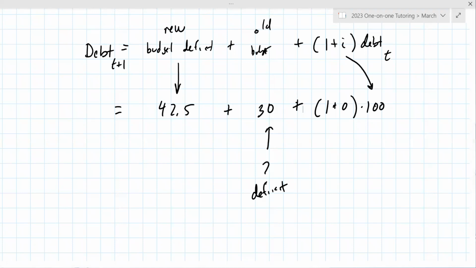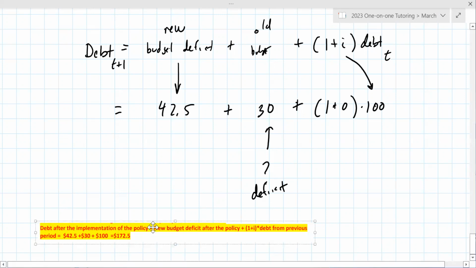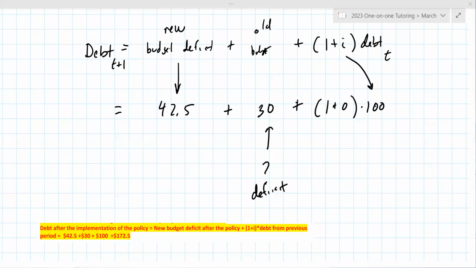Interesting. I don't know where that would come from, because I don't know how you would get it to be adding. If you read the equation here, the way it's written, this is where my confusion comes from: it says new budget deficit after the policy. That's what we calculate. That's 42.5 plus the 1.9 times the debt from the previous year. That's this 100. I don't know where that 30 is coming from other than it's the old budget deficit. Yeah. I'll watch the video explaining it and see if there's anything.